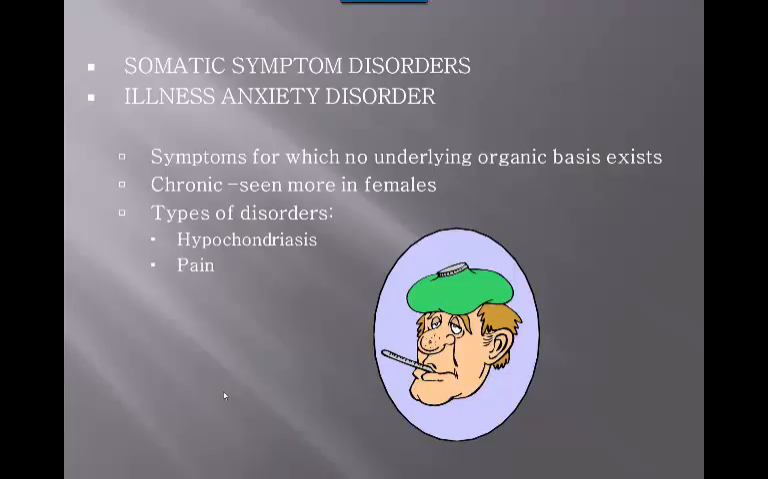Hypochondriasis is where people believe that they have serious diseases. They might believe they have a serious disease, or they might be preoccupied with the fear of contracting a serious disease. Body dysmorphic disorder: serious, chronic, disabling belief that the body is deformed or defective in some way, most commonly flaws of the face and head. And we'll talk about conversion disorders in just a little bit.